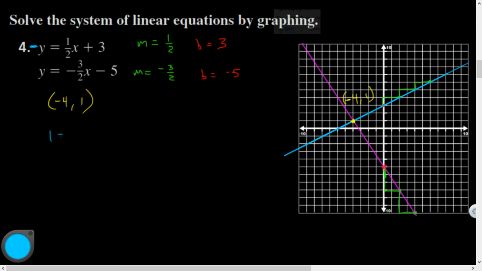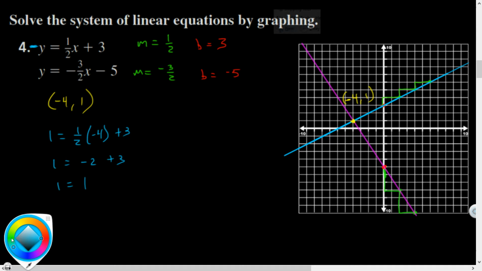So is 1 equal to 1/2 multiplied by -4 plus 3? All right, so let's see. 4 divided by 2 is 2. Multiplied by 1 is still 2, and it's negative. So -2, plus 3. Dealing with those fractions. Fortunately, I've got something that'll cancel out with those denominators for us. Is 1 equal to -2 plus 3? Yes.